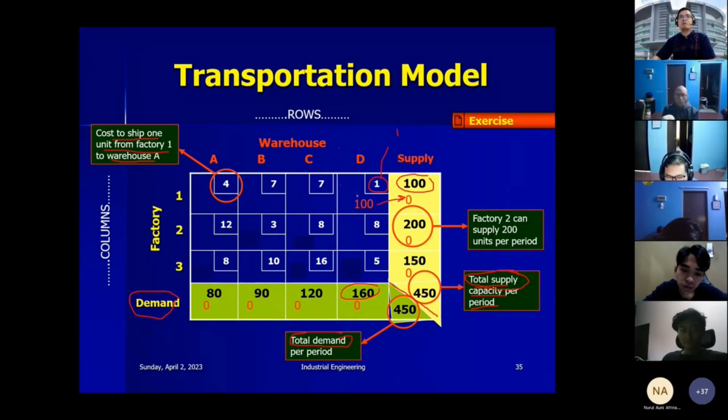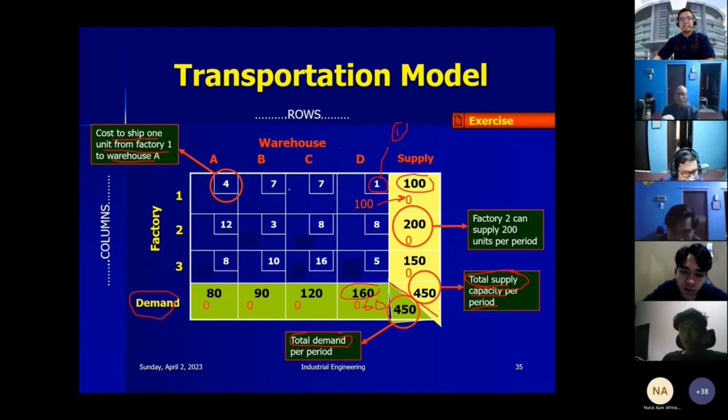And look at our column and the row for the demands. 160 minus 100, what will we get? 60, right? So the balance is 60. So we put 60 here on the demand. Okay, this is the first one, the lowest one.